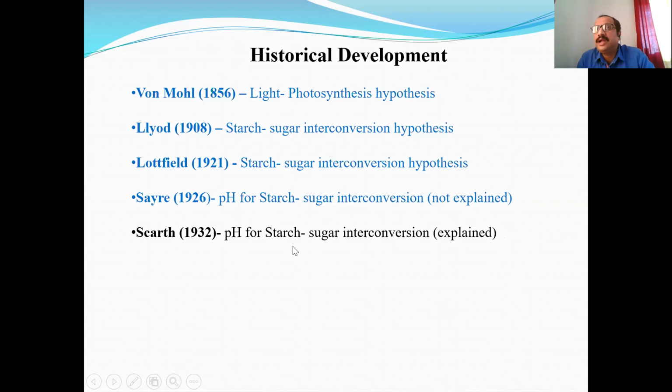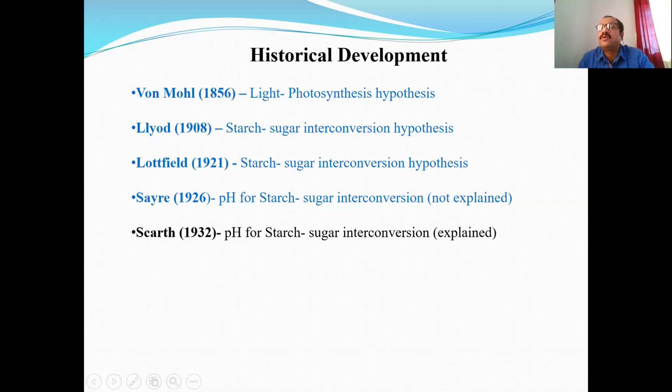And what happens during daytime? As there is the process of photosynthesis during daytime, whatever carbon dioxide is released through the process of respiration is immediately utilized by guard cells or all cells of the plant body. So there is a shortage of carbon dioxide and there is no formation of carbonic acid.